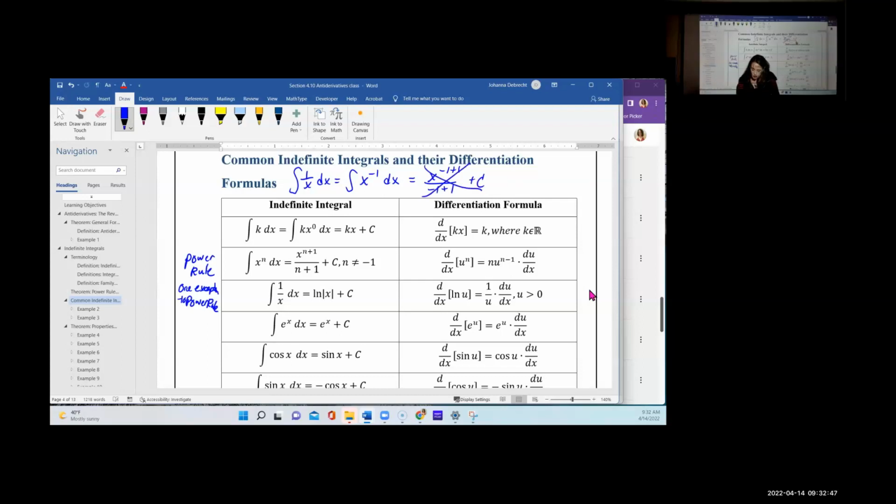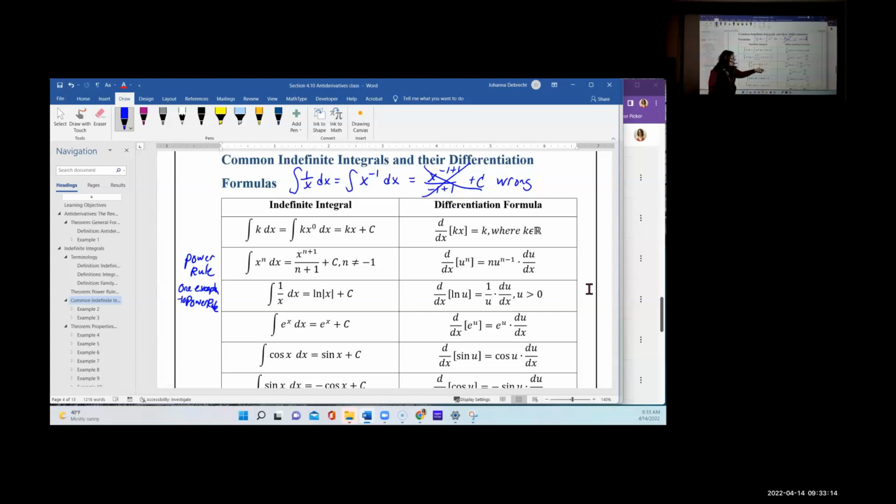So this would be wrong. There has to be another way to do this one, which of course there is. If you look at the derivative side, you'll recall that the derivative of natural log is 1 over u times the derivative of u. So this 1 over u is exactly what you have here. So the integral of 1 over x is the natural log of the absolute value of x.